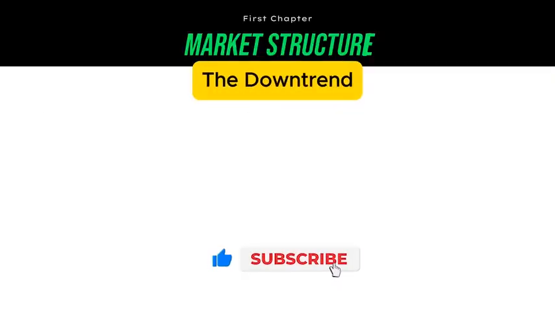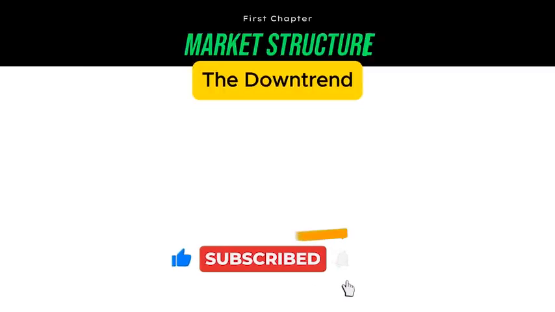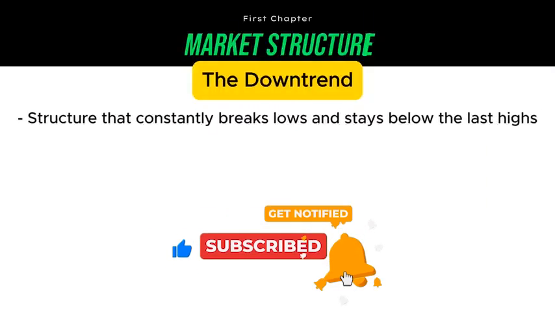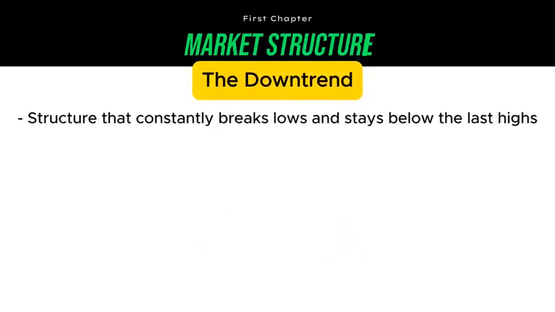The second type of market movement is the downtrend. Oppositely to the uptrend, the downtrend is a market structure movement that repeatedly breaks the past lows while holding the price below the last high. This movement is often characterized by a lower low and lower high. So the high time frame trend is a downtrend.